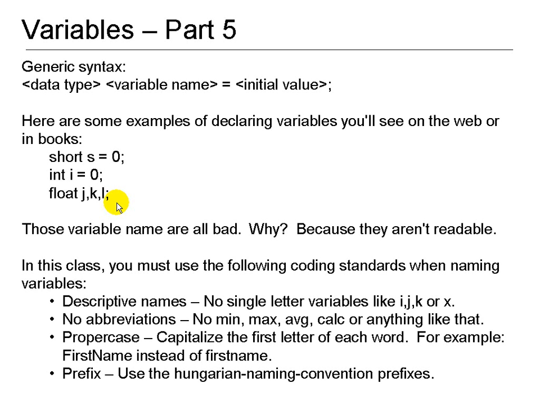Boy, that sounds like a great surprise unannounced quiz question, doesn't it? All variables need descriptive names. That means no single letter variables like i, j, k, x, whatever. No abbreviations. That means you can't have min, max, average, calc, or anything like that. Proper case. So we capitalize the first letter of each word. For example, FirstName instead of firstname. Notice the F and N for the first name are capitalized, and here they aren't.